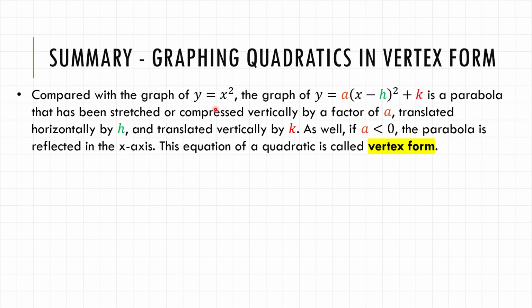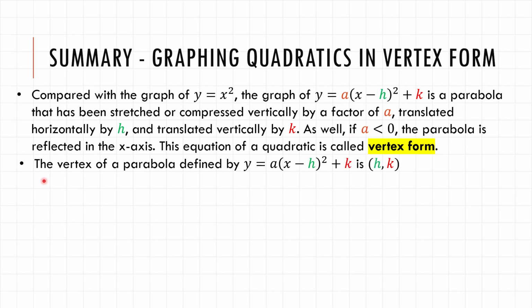So compared with the graph of y equals x squared, the graph of this, which is a quadratic in vertex form, is also a parabola, but it has been transformed. It's either been stretched or compressed vertically by a factor of a. It's been translated horizontally by h and vertically by k. As well, if a is negative, then of course there has been a vertical reflection, or a reflection in the x-axis. The vertex is super easy to find, and this is actually why we call this vertex form.